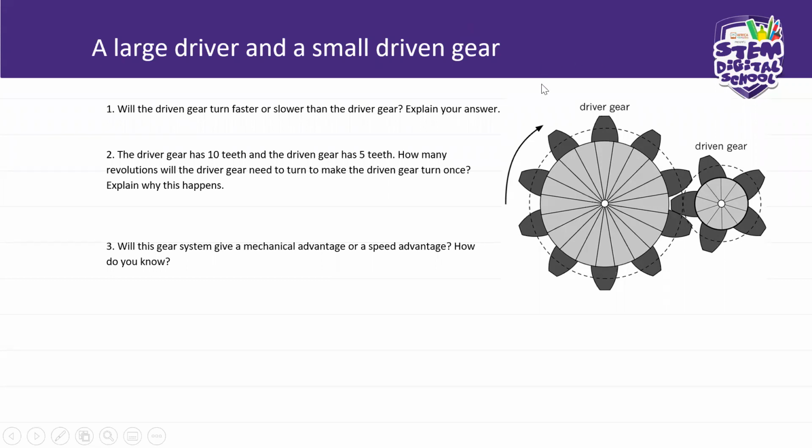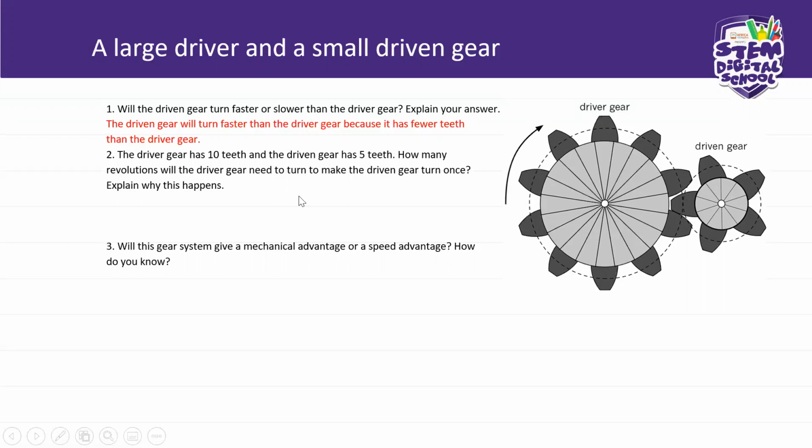It will turn faster. Why? Because it has fewer teeth than the driver gear. So for one revolution here, we get 2 here, and that's fast. Okay? So we have better speed here. So we have speed advantage on this gear, on this system.